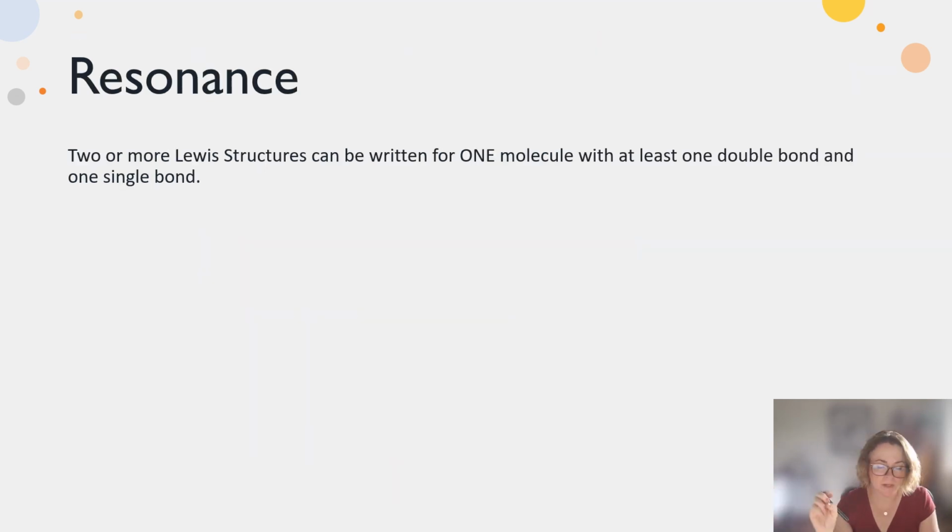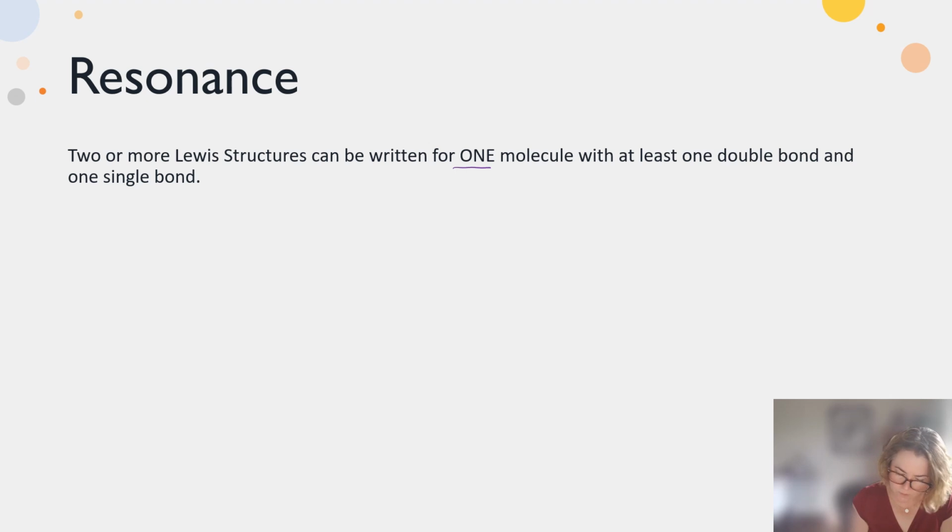Okay, the last topic is something that's a little bit strange, and this is something known as resonance. This is when you have 2 or more Lewis structures that can be written for 1 molecule with at least 1 double bond and 1 single bond. You are going to see this a lot if you move on to 1211. Several of the organic molecules that you'll be talking about and dealing with have resonance. And so it's a nice idea to introduce those molecules so that you get a feel for what they look like.